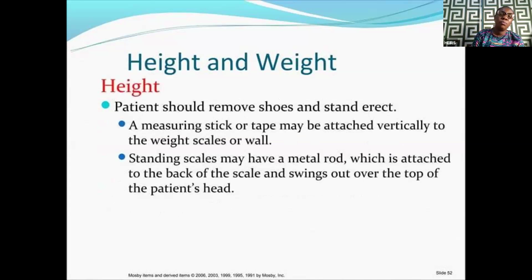So now when you need to measure your patient's height, the patient should remove their shoes and stand erect. Then a measuring stick or tape may be attached vertically to the weighing scale or the wall, and then you take your reading. And there's also some standing scales that have a metal rod. You just pull it up, place it on the patient's head and take your readings.